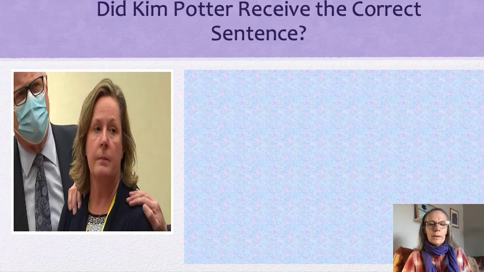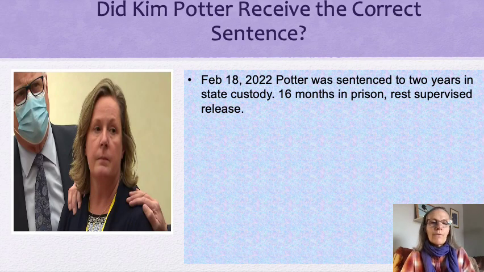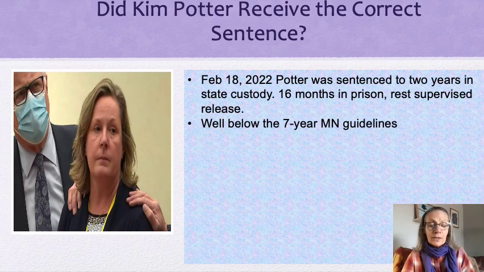Okay, so what about Kim Potter? What sentence did she receive, and do you think it was the correct sentence? Well, on February 18th of 2022, as many of you know, Potter was sentenced to 2 years in state custody: 16 months in prison, and then the rest of the sentence will be meted out in supervised release. So if it's 2 years or 24 months, then 16 in prison and the rest in supervised release. Now, this is well below the 7-year guideline.